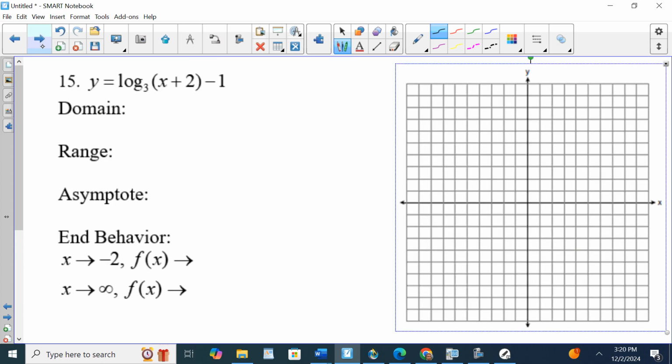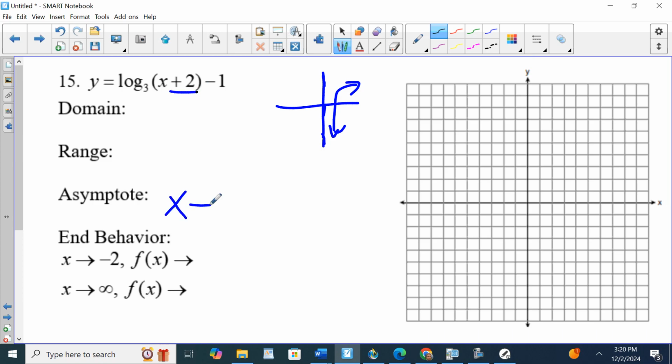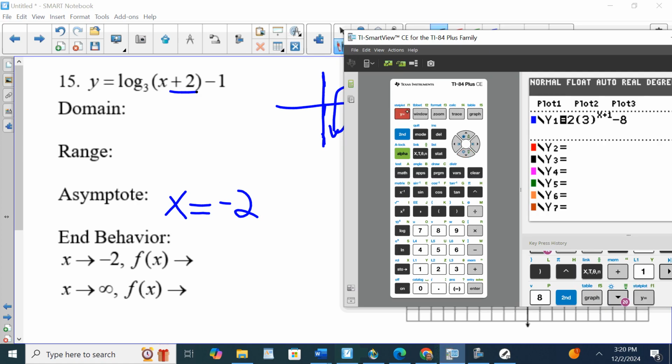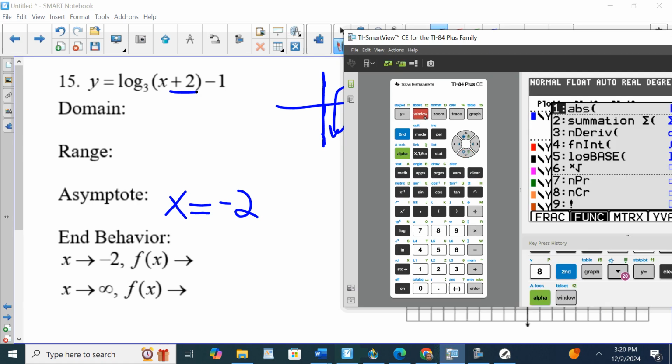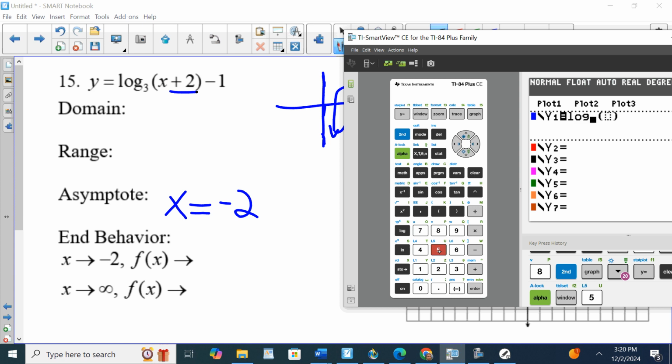Log graphs have vertical asymptotes. Since I know that the parent function looks like this, the horizontal shift will be the vertical asymptote, which is left 2, which will be x equals negative 2. There's also a cheat for this. y equals, first of all, to type in log base, alpha window 5, log base 3, x plus 2 minus 1. Go to your table.